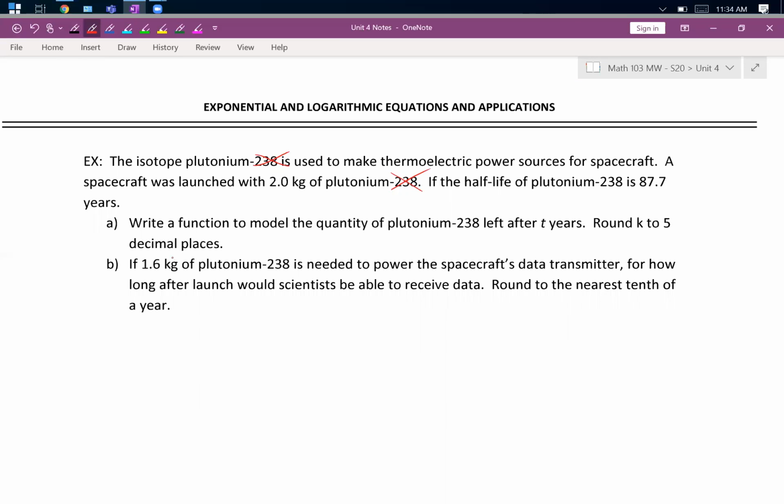So we're looking to write a function to model the quantity after t years. We are always starting with the formula A equals A sub 0 times e to the kt power. We need to figure out our initial amount, A sub 0, the amount we're left with after so many years, and then t is however many years we're talking about. All right, so we're launching a spacecraft with 2 kilograms. So this right here is our initial amount.